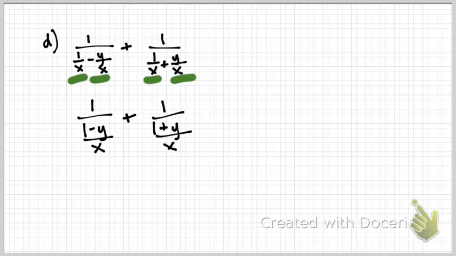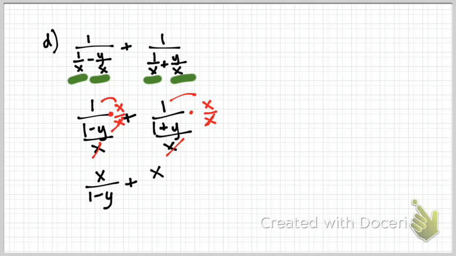We're going to want to get rid of the complex fraction, so multiply by x over x, multiply by x over x. So these will cancel, and then you multiply this through. We get x over 1 minus y plus x over 1 plus y. Woof! Now we're back to the last problem. 1 plus y over 1 plus y, 1 minus y over 1 minus y.